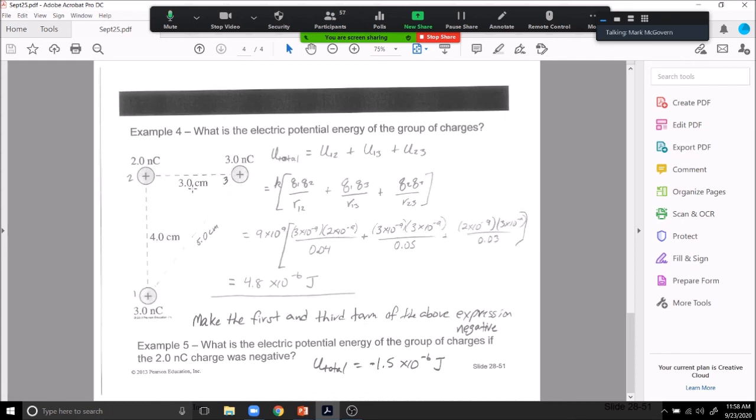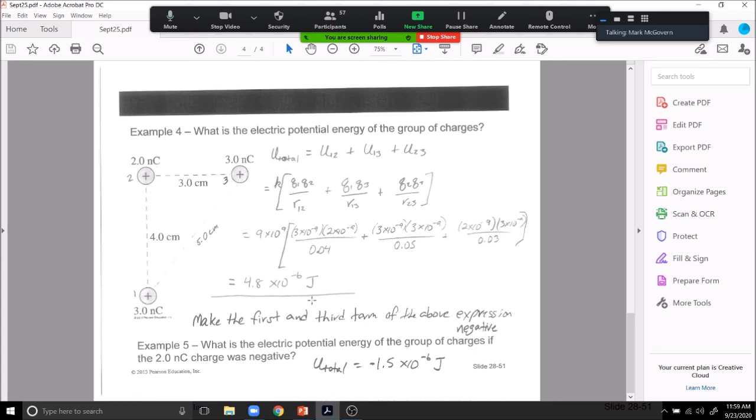So plug in all your numbers here. Things are in nanocoulombs. Gotta use meters here, right? You know about that. Don't use centimeters. You have units of joules here. That's got to be SI. And we end up with 4.8 times 10 to the minus 6 joules.